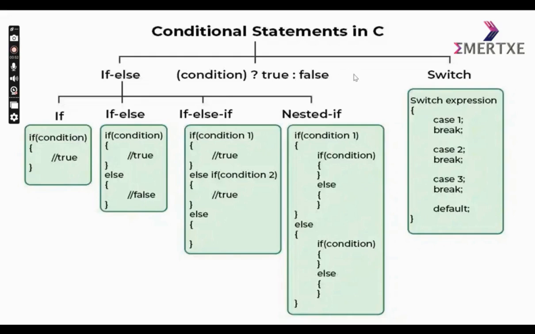And next, nested if. In nested if, one if statement is inside another. It is used for checking multiple levels of conditions. Next one is switch case. Switch statement is used when there are multiple possible values for a variable or expression. It works as an alternative to the if else if statement. This is the syntax for the switch statement.